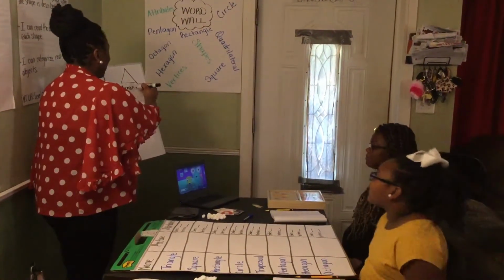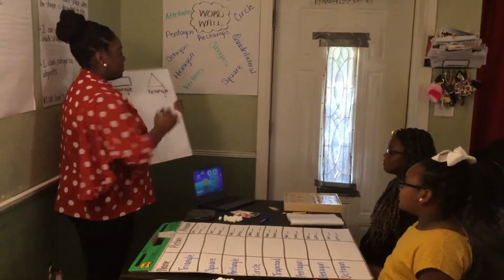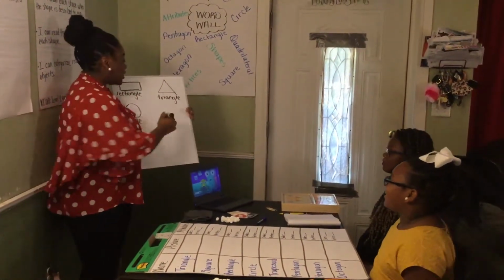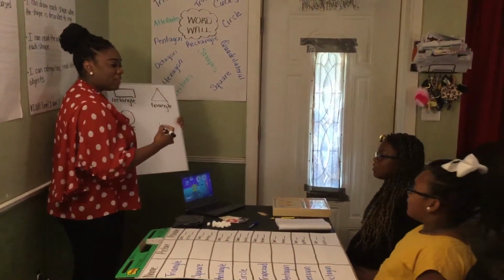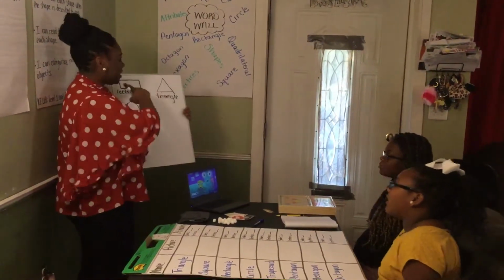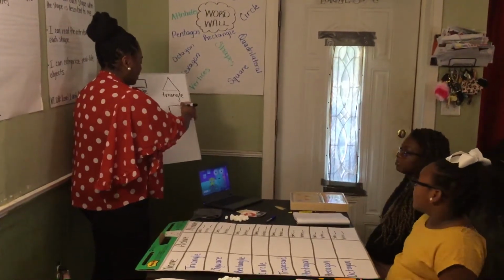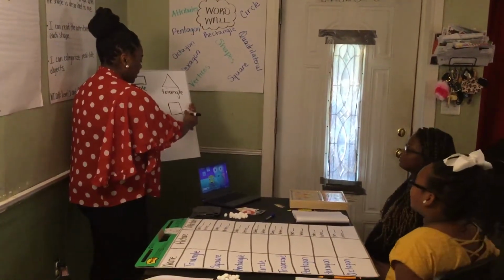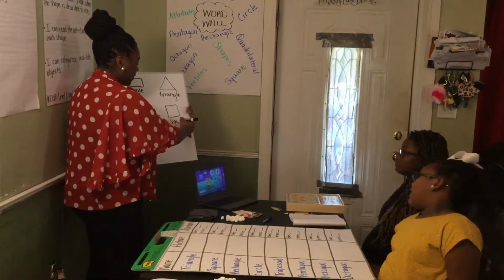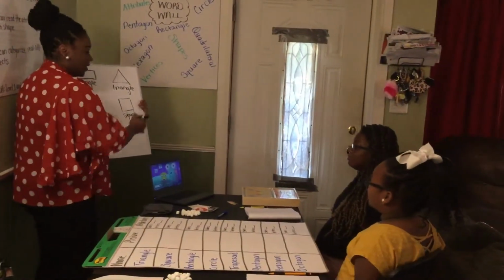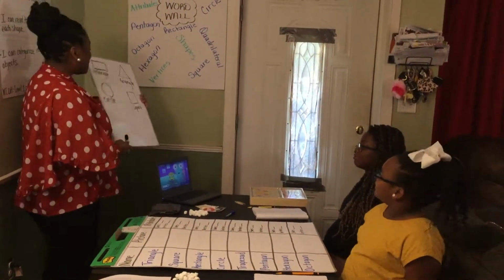Thank you. And what other shape did they talk about? Square. A square. How many sides does a square have? Four. Four. Does a square look like a rectangle? No. How does a square look different? Because a square has four equal sides. Four equal sides. Good job.